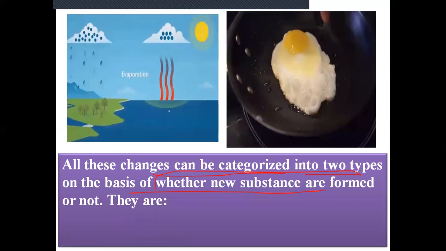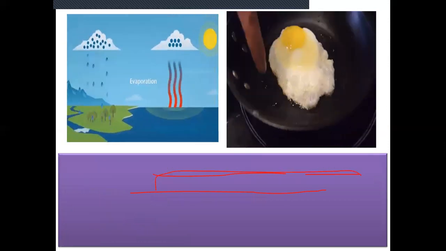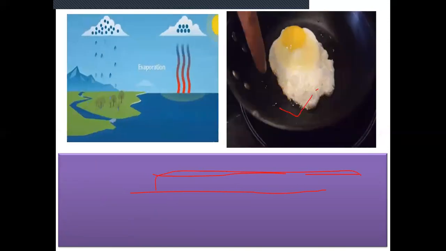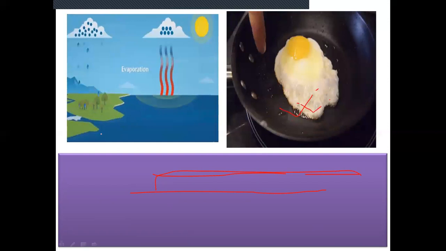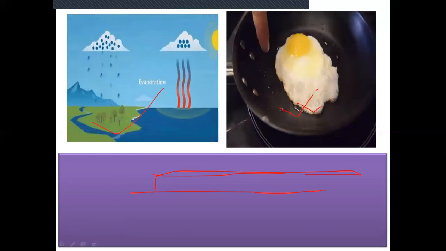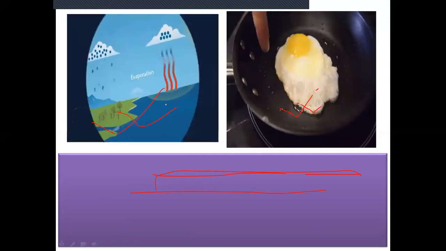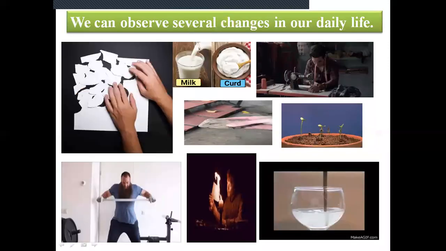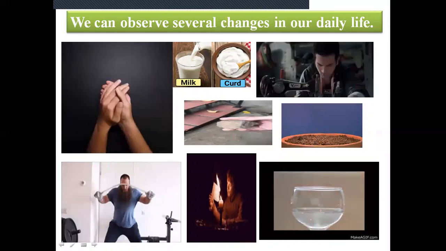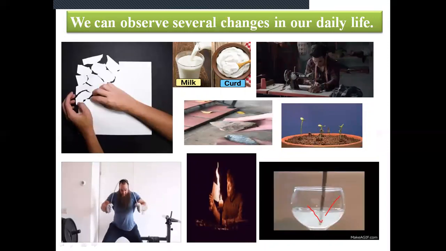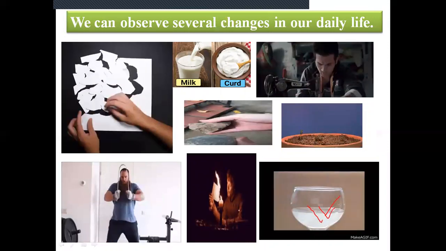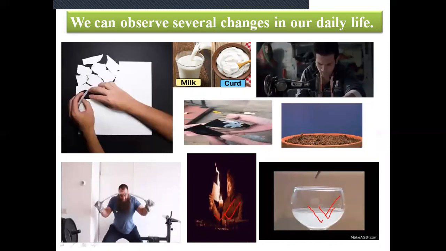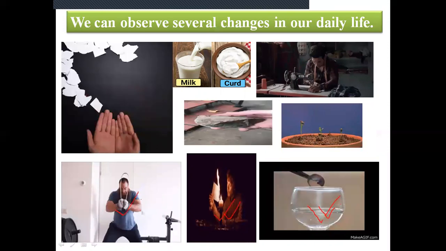Okay, now let's discuss the beginning pictures, which is physical change or chemical change. Frying an egg is a chemical change. Evaporation or the water cycle is a physical change. Mixing salt in water or making a salt solution is a physical change. Here, no new substance is formed. Burning of paper is a chemical change. Bending of an iron rod is a physical change.